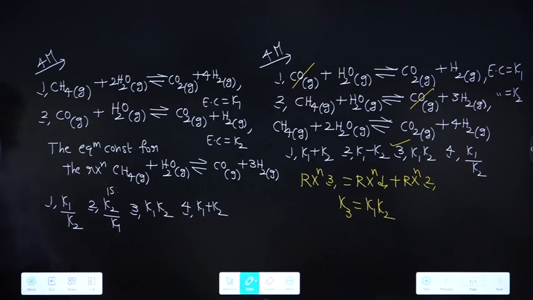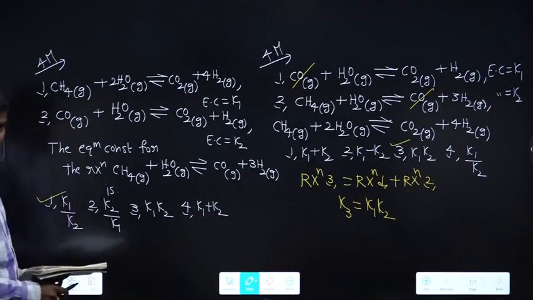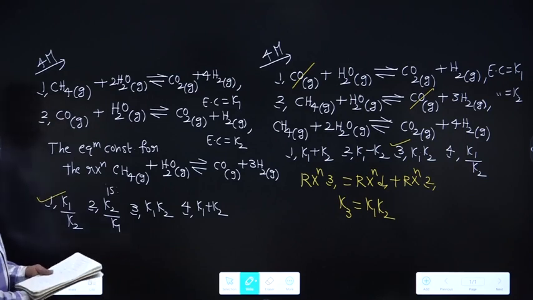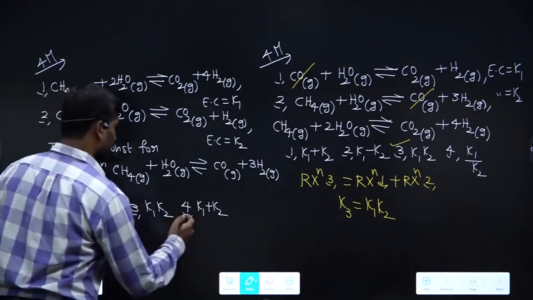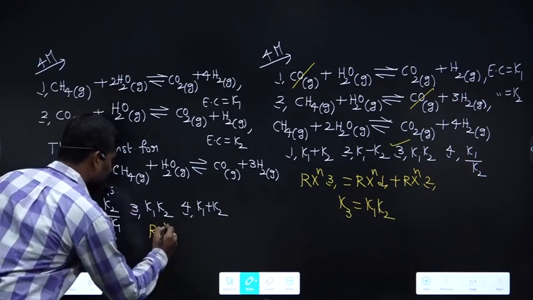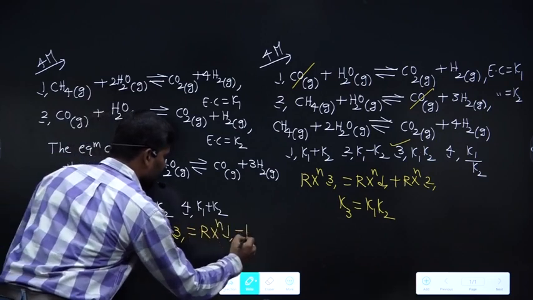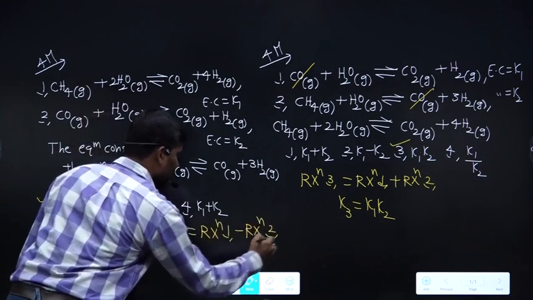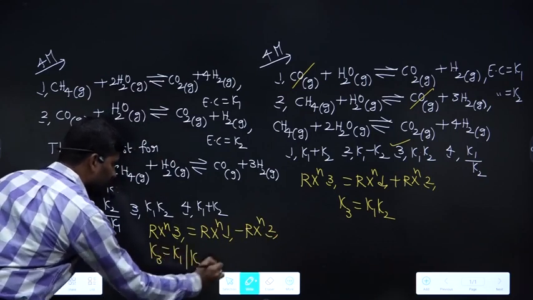First option, K1 by K2, right? So the third required reaction we are getting by doing 1 minus 2. So here reaction 3 is reaction 1 minus reaction 2. Therefore K3 is equal to K1 by K2.